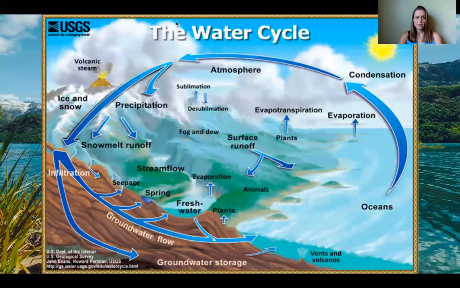Okay, so that's our water cycle. We have evaporation, we have evapotranspiration from plants and the surface of the earth. We have runoff leading into the ocean. So we have more evaporation, condensation, precipitation, and then that leads again to runoff and infiltration and back around to the evaporation piece of the cycle.